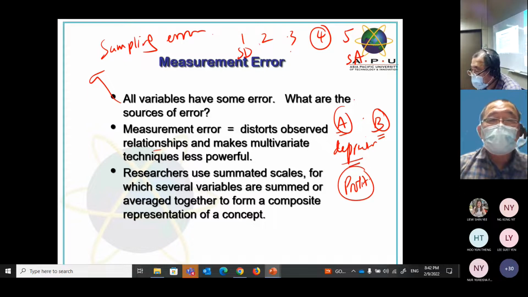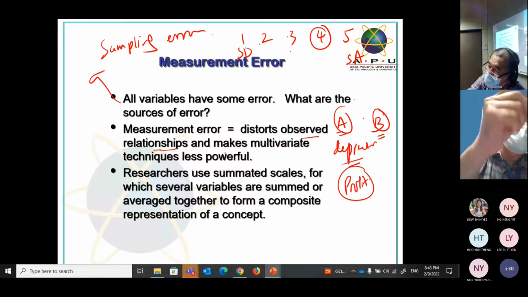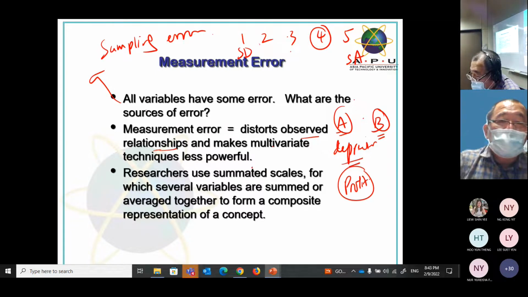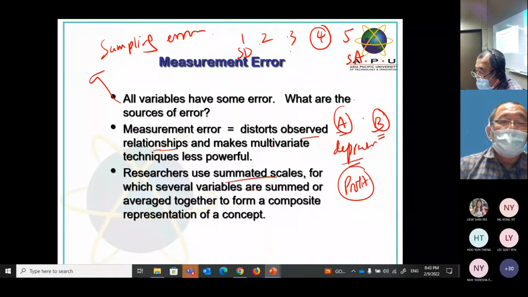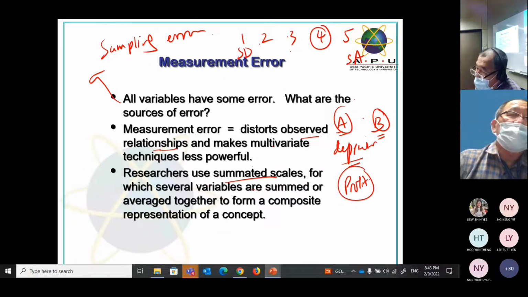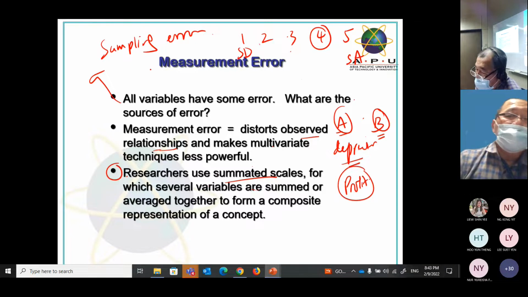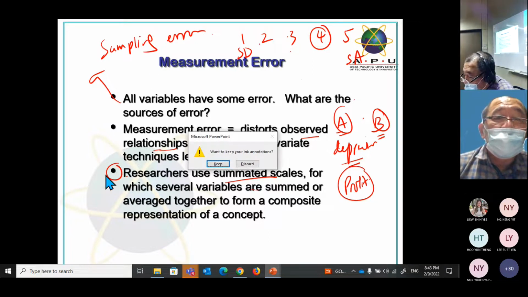So therefore, the error will distort the observed relationship. Okay, it also makes the technique less powerful. So we can use some method. Researchers use a method called scale, in which several variables are summed or averaged together to form a composite representation of a concept. So this one can be used to reduce the error. Okay, see how we do this.